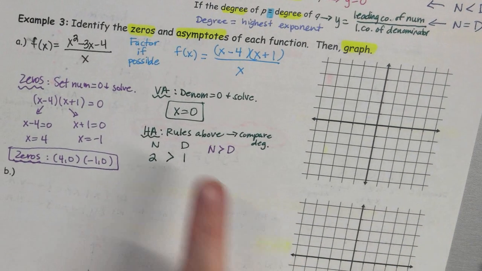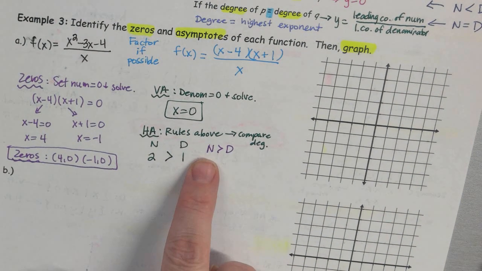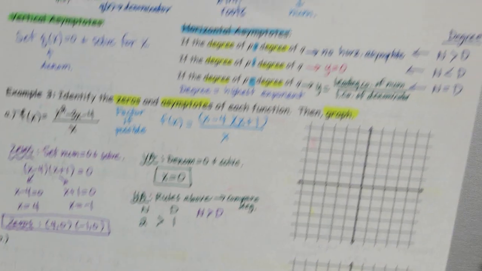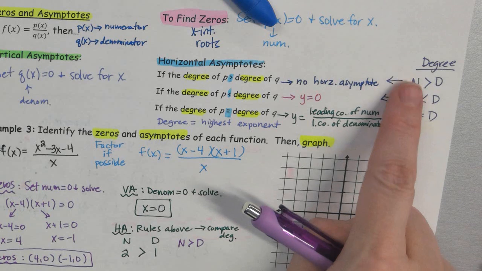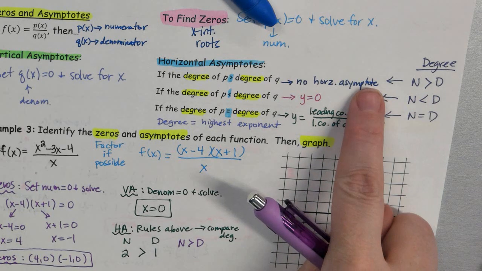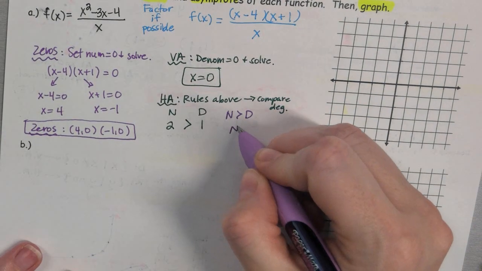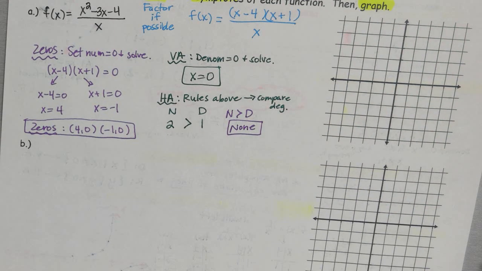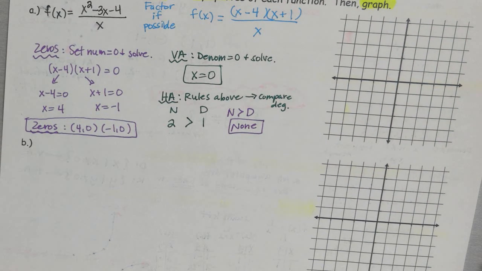So let's go to our chart. Okay, so the degree is 2, this one is 1. So if the numerator is greater than the denominator, that's the first situation. So that means there's no horizontal asymptote, so you can just say none. And now we are ready to graph.